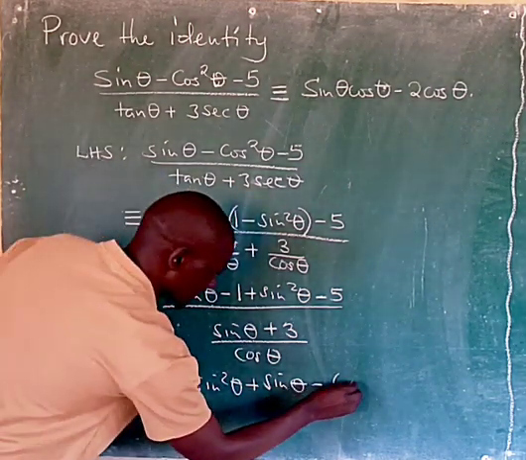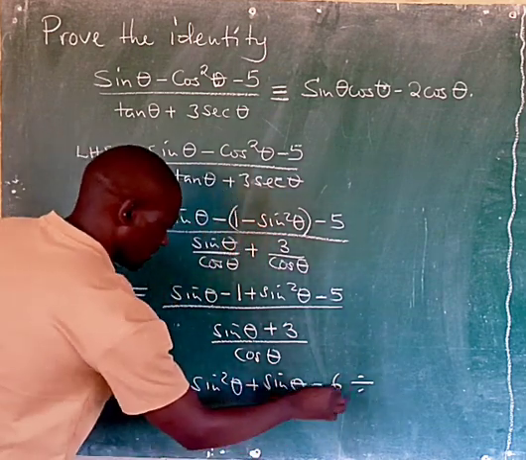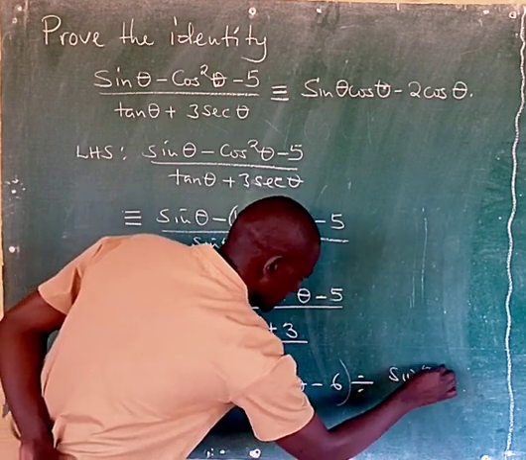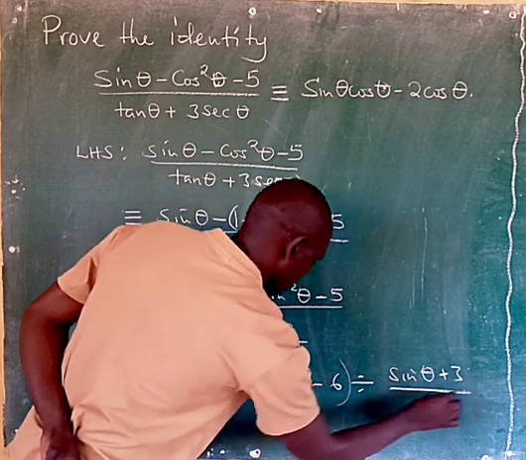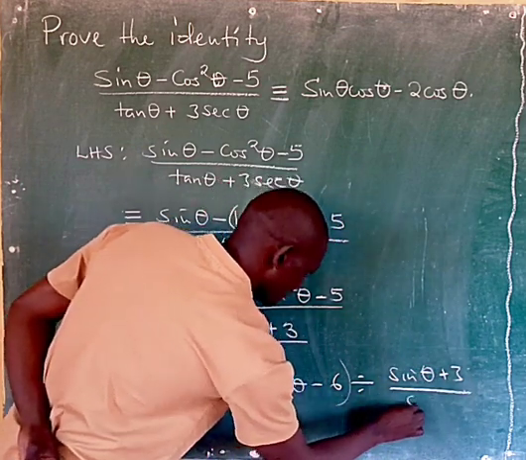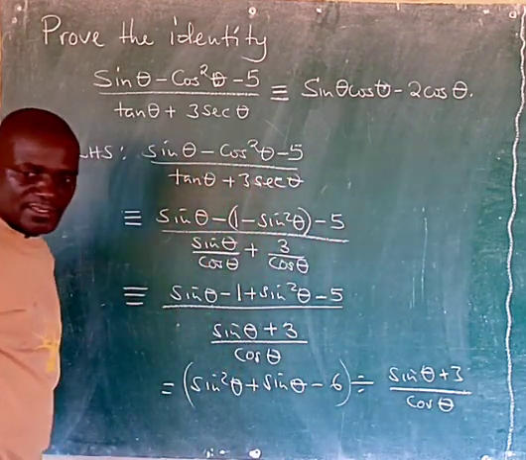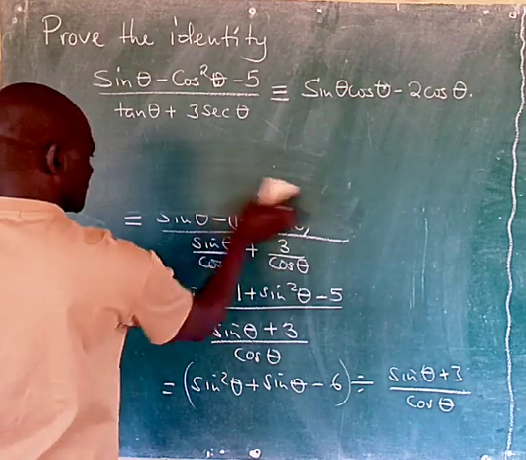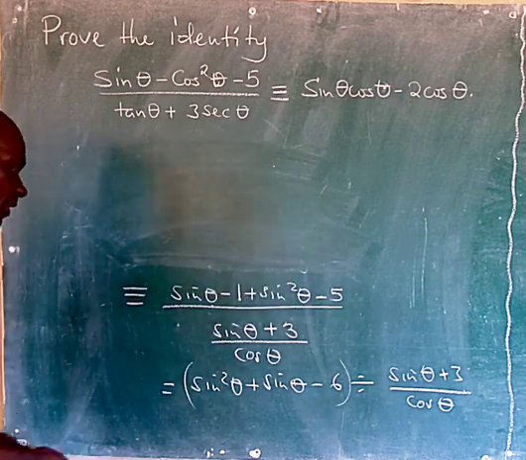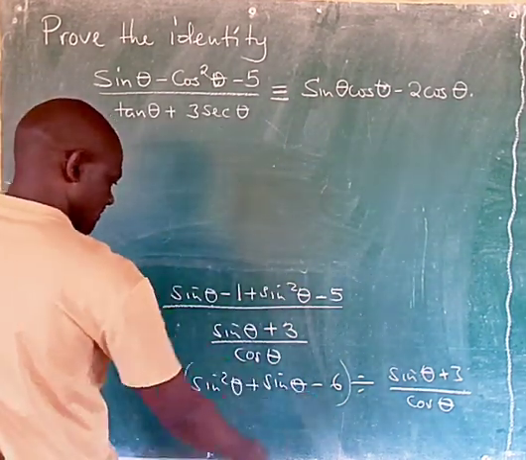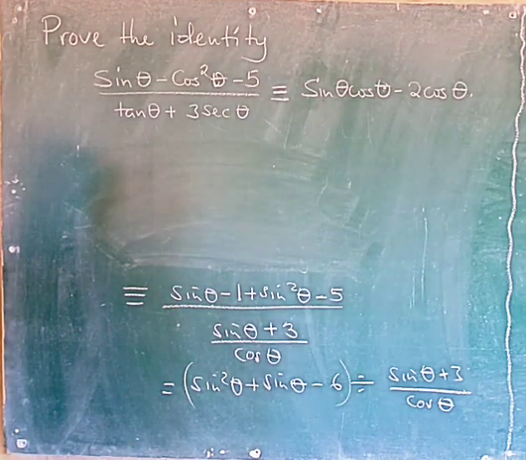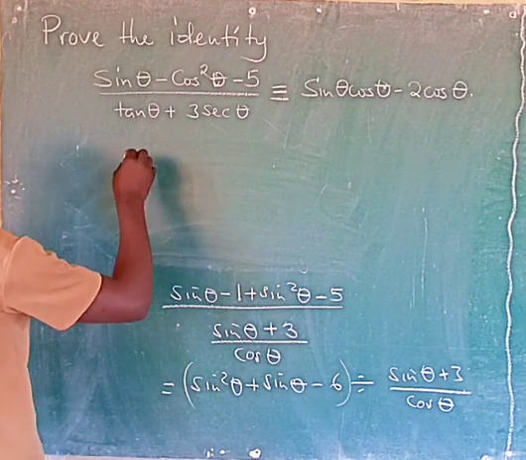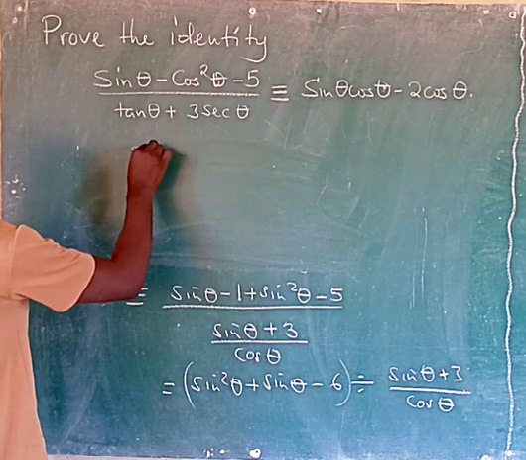Since we are saying divide by, everything here, we are actually dividing by sine theta plus 3 over cos theta. Then from here, let me just erase the top part. If we factorize this one, this is a quadratic expression, and if we factorize, we'll get sine theta.